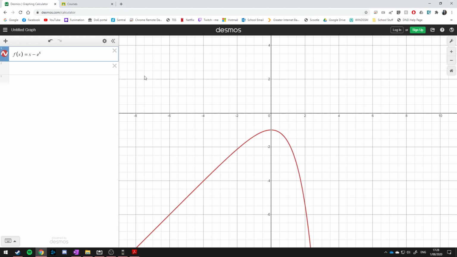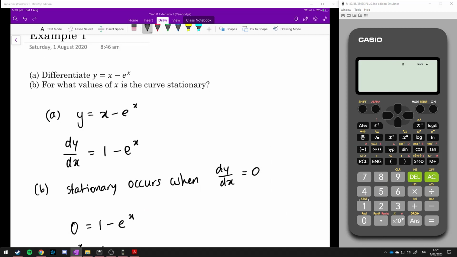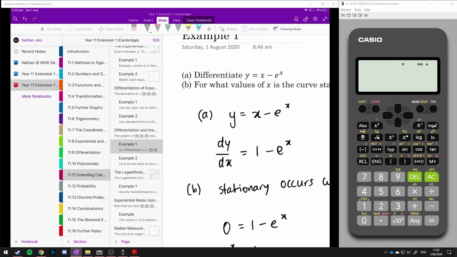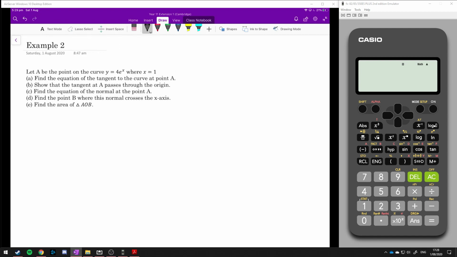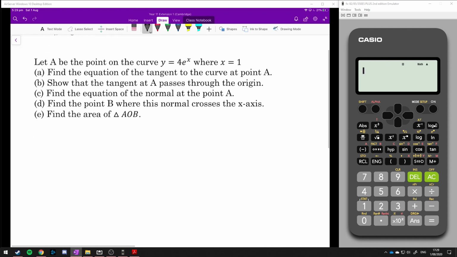So that's it for the first example, nice and easy. So just getting this idea back in to finding the stationary points. And example 2. So example 2 is a bit trickier. It's about normals and tangents. So let's just start with part A, and we'll get stuck into it.